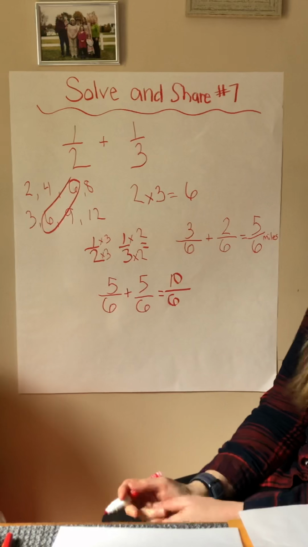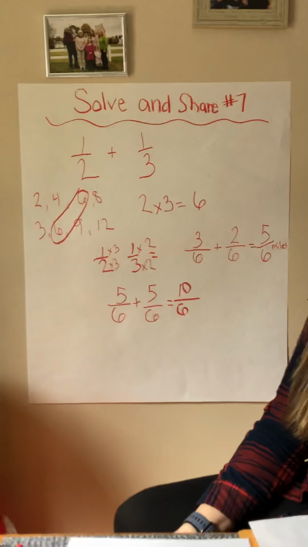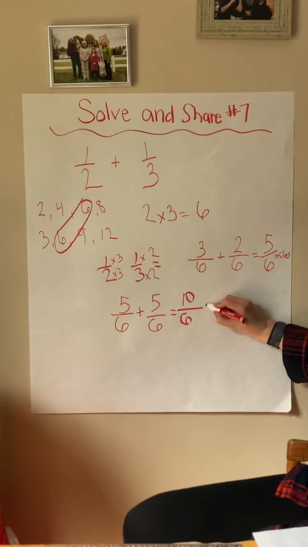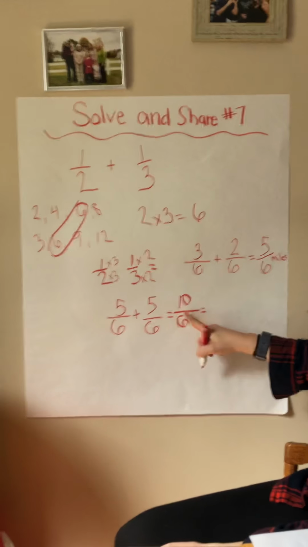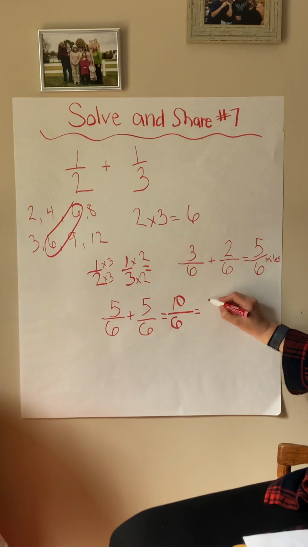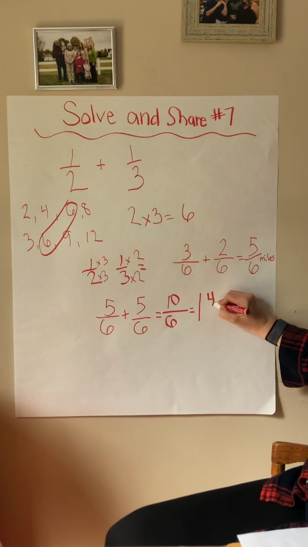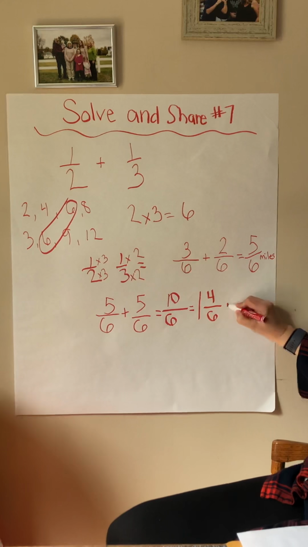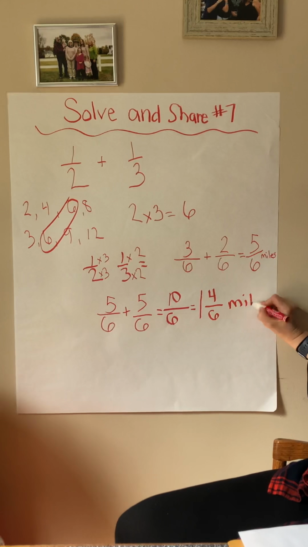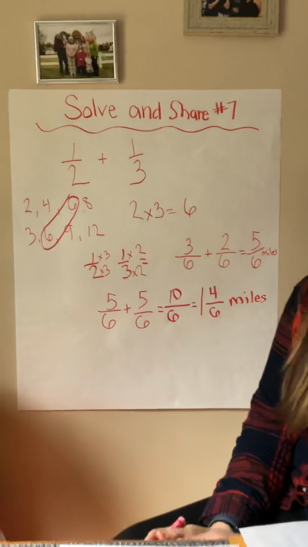We have 10/6, which is an improper fraction. To make this a proper fraction, we're going to see how many times 6 can go into 10, which is 1. And then what's left over is 4/6. And that would be 1 4/6 miles to get home.